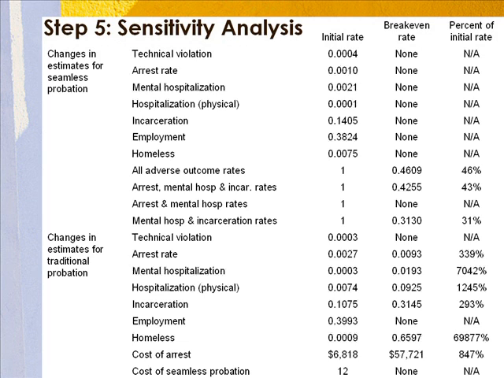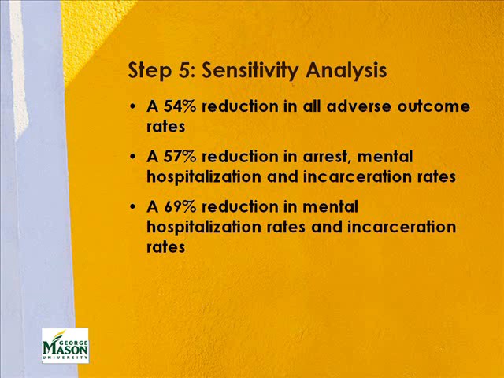This table shows the sensitivity of the conclusions in the seamless probation case to changes in rates of any one of the consequences. There was no change in any single rate that would change the conclusions. Even when arrest rate of the seamless probation was set to 0, the traditional probation was still more cost effective. The break-even points were examined for simultaneous changes in several variables. A 54% reduction in all adverse outcome rates would have made seamless probation more cost-effective than traditional probation.